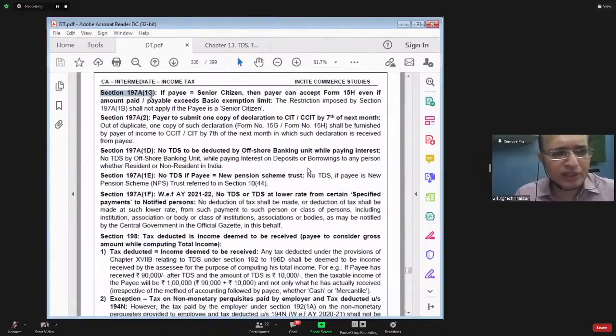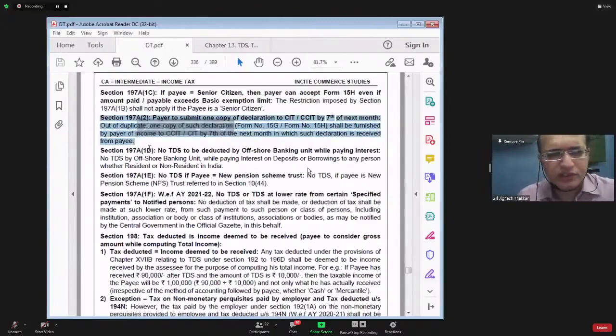Section 197A, subsection 1C says if the payee is a senior citizen, then the payer can accept form 15H even if the amount paid or payable to the payee exceeds the basic exemption limit. Have you understood this?